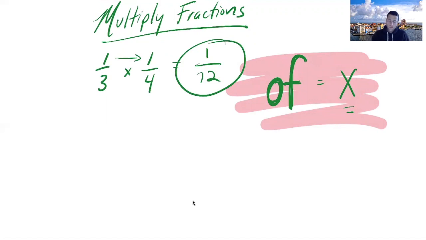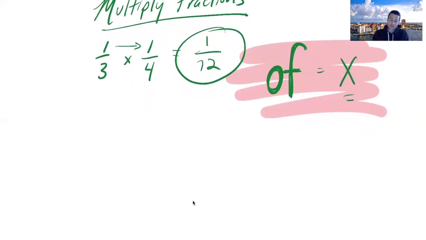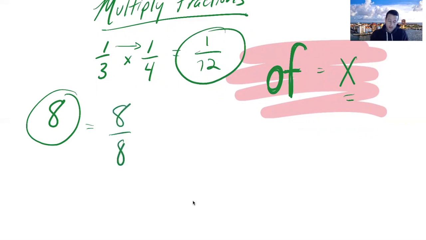Another thing that we need to understand is this. We can represent any whole number as a fraction. So if I have a whole number of 8, well, what does this number 8 look like as a fraction? There are two schools of thought where most people go to. One of them's right, one of them's not right. Some people think it's 8 over 8.